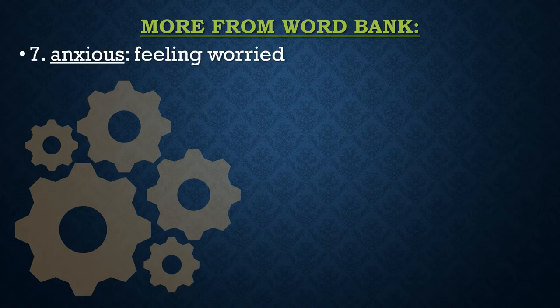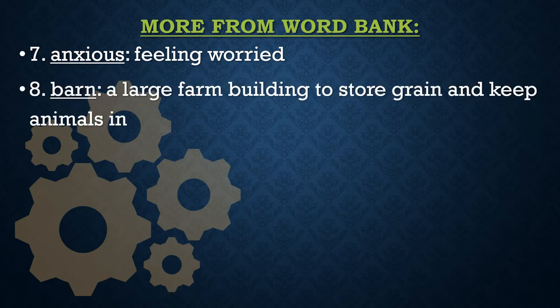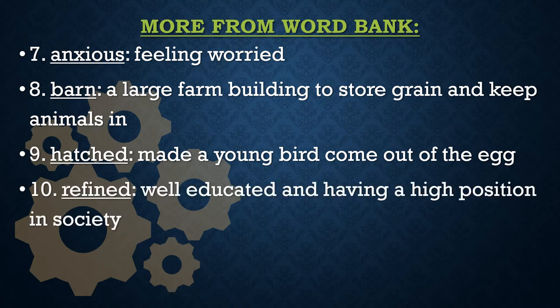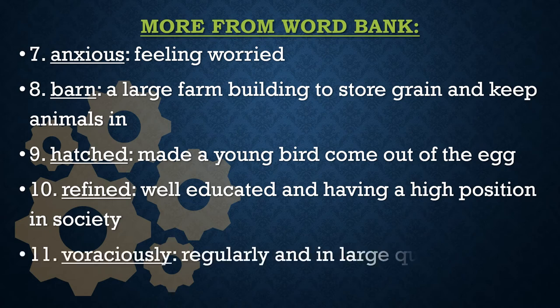Number 7 is anxious, which means feeling worried. Number 8 is barn, which means a large farm building to store grain and keep animals in. Number 9 is hatched, which means made a young bird come out of the egg. Number 10 is refined, which means well educated and having a high position in society.